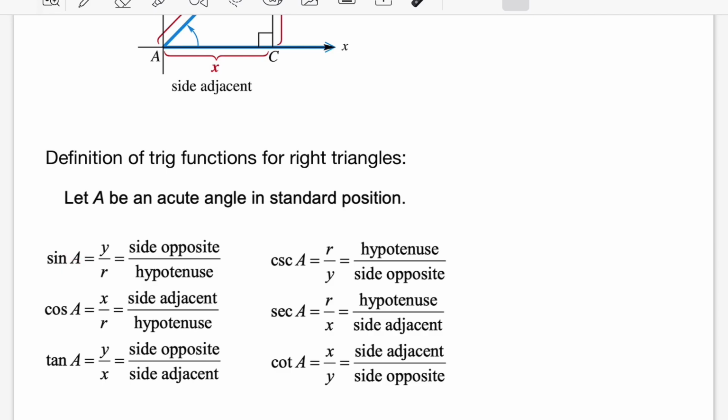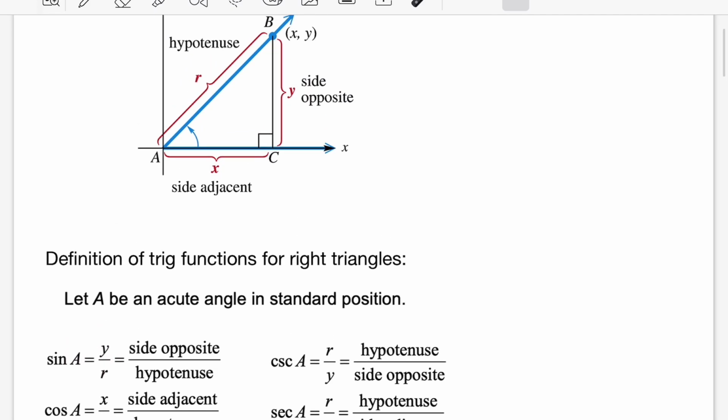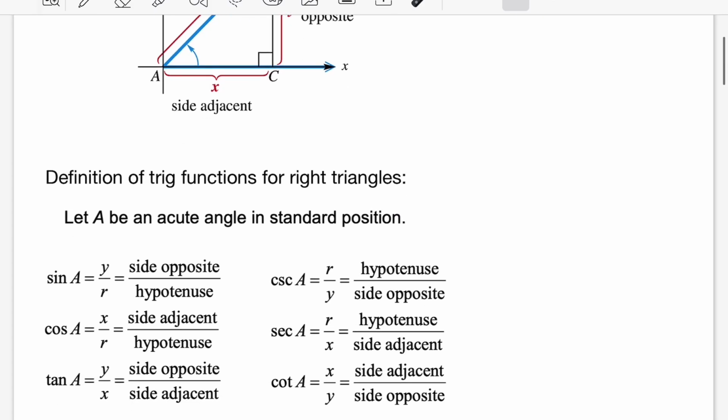So sine of some angle A is going to be y over r. Going back to our diagram, we can see that that's the same as our opposite side over our hypotenuse. Similarly, for cosine of our angle A, that's going to be x over r. That's going to be the same thing as our adjacent side over our hypotenuse. Continuing with this logic here, we also have that tangent is going to be opposite over adjacent.